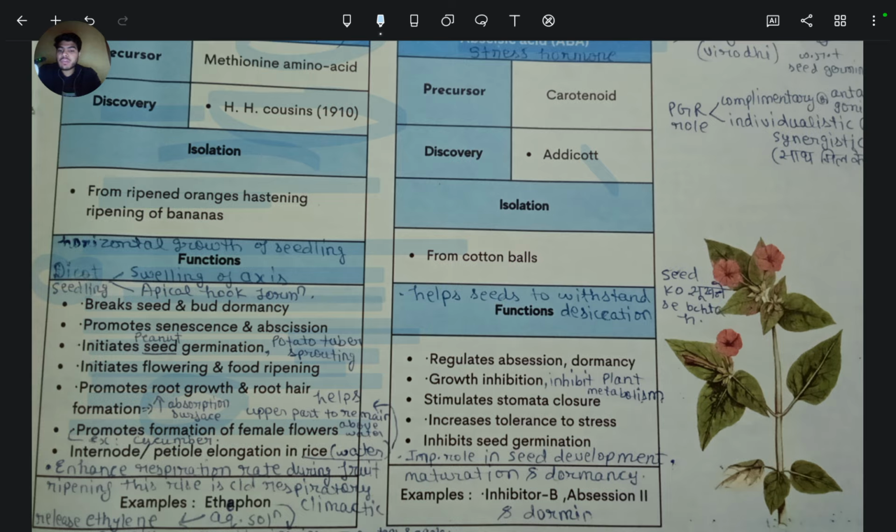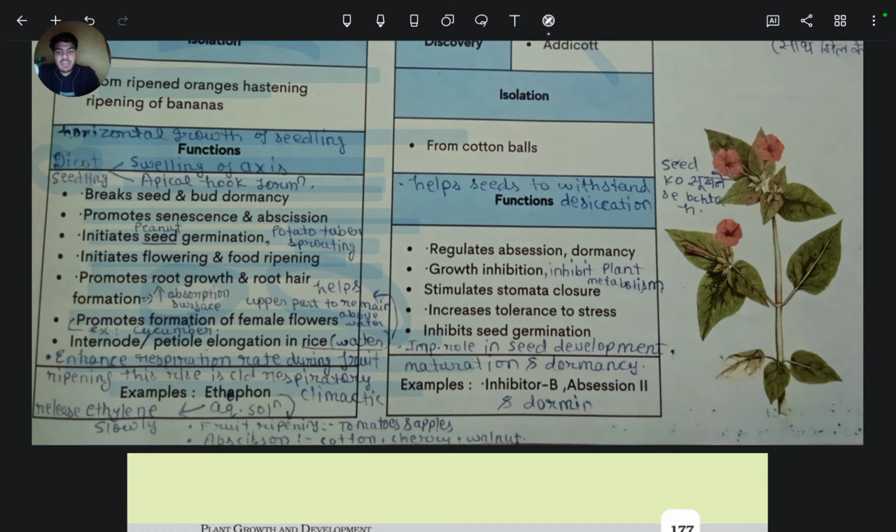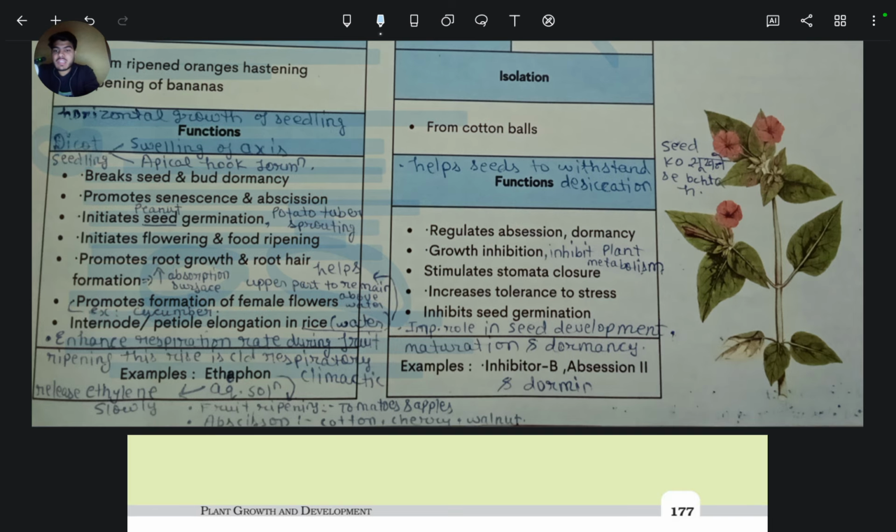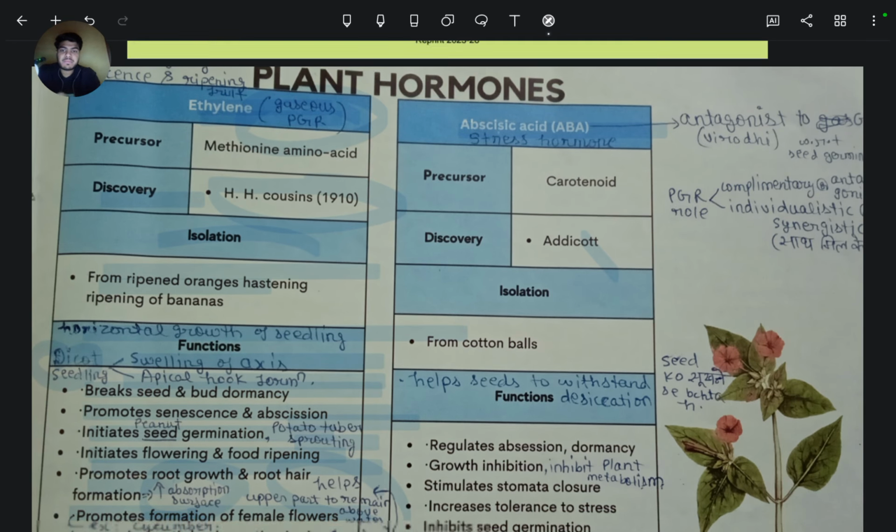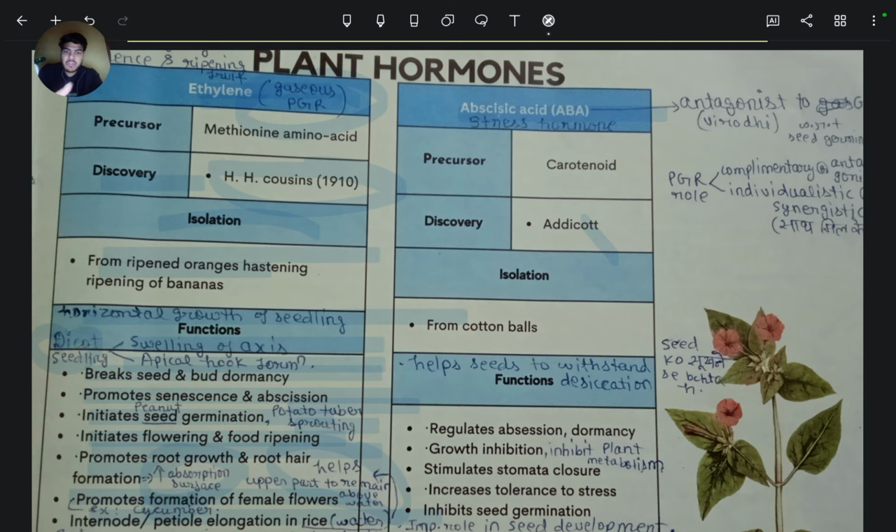It promotes formation of female flowers, for example in cucumber, and internode and petiole elongation in rice. In water, this helps the upper part to remain above the water. It enhances respiration rate during fruit ripening. This rise is called the respiratory climacteric. Its example is ethephon, which releases ethylene slowly, and it is an aqueous solution. Uses: fruit ripening in tomatoes and apple, and abscission in cotton, cherry, and walnut. So these are all the lines of NCERT.